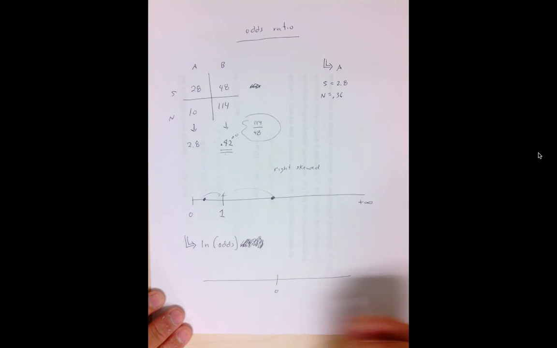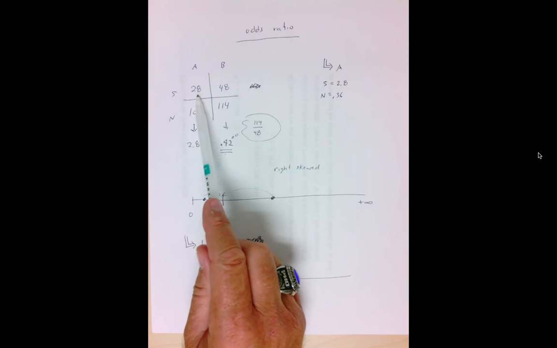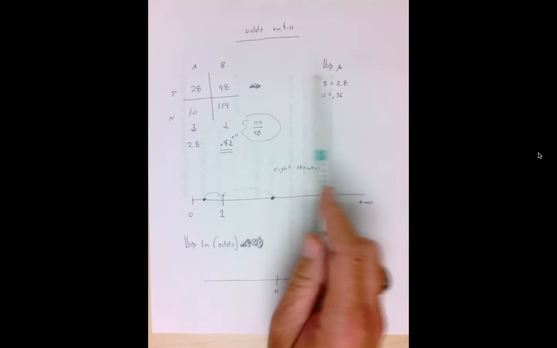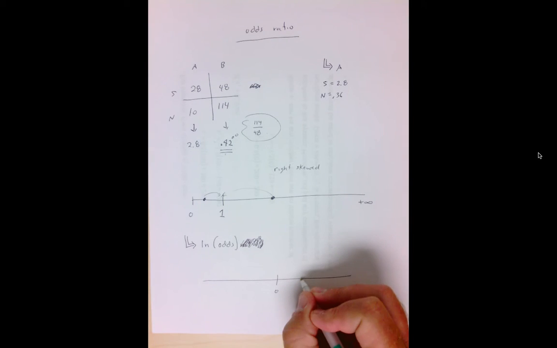Now let me show you what I mean by that. Let's go back to the illustration of Professor A. If we take the natural log of 2.8, we get 1.03.